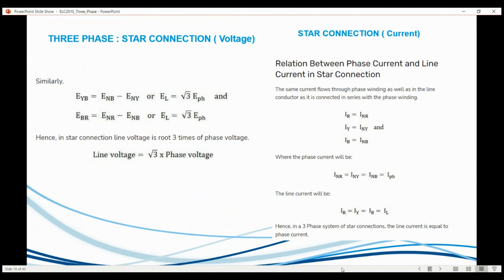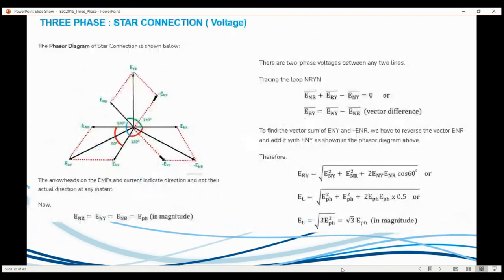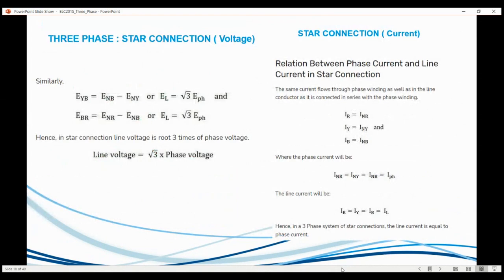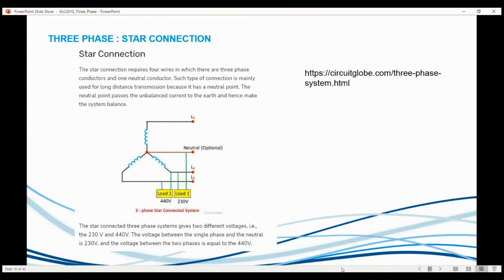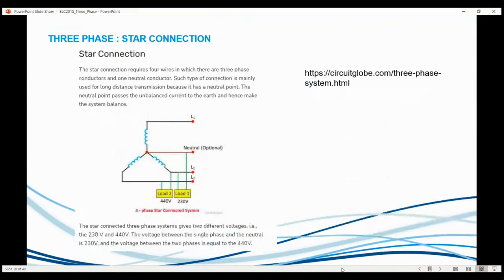However, the relation between the current and the voltage, or the line current and the phase current, we all know that there's 3 currents flowing through the star connection of the same magnitude. And in essence, we find that the line current is equal to the phase current. And yes, that's important. So your phase voltage times √3 gives you a line voltage, and your phase current is equal to your line current. That's for star connection.